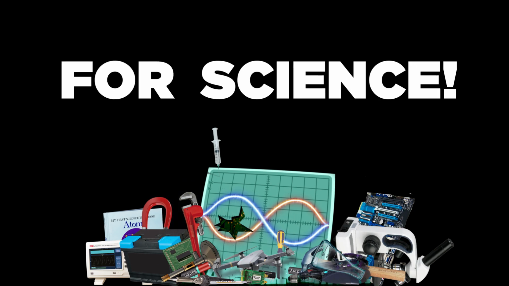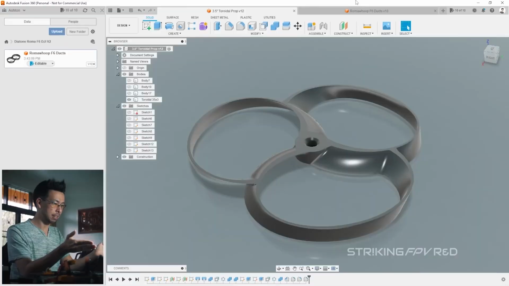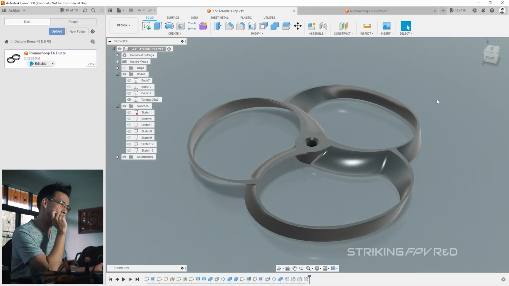For science. Community member Striking FPV has taken a look at the MIT designs and has copied and published his own designs based on the biohazard-looking three-blade equivalent they showed, asking for the community to test them. And how could I say no to that?